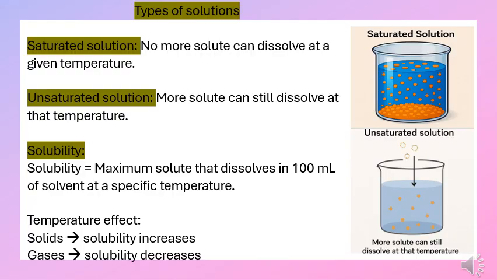Next, let's talk about solubility. The maximum amount of solute that can dissolve in 100 ml of solvent at a specific temperature. It is like the solute's dissolving limit. And here is a cool twist. Temperature changes everything. For solids, solubility increases with temperature. So, hot tea dissolves sugar faster than cold water. But for gases, it's the opposite. Solubility decreases as temperature rises. That is why fizzy drinks lose their bubbles when warm.